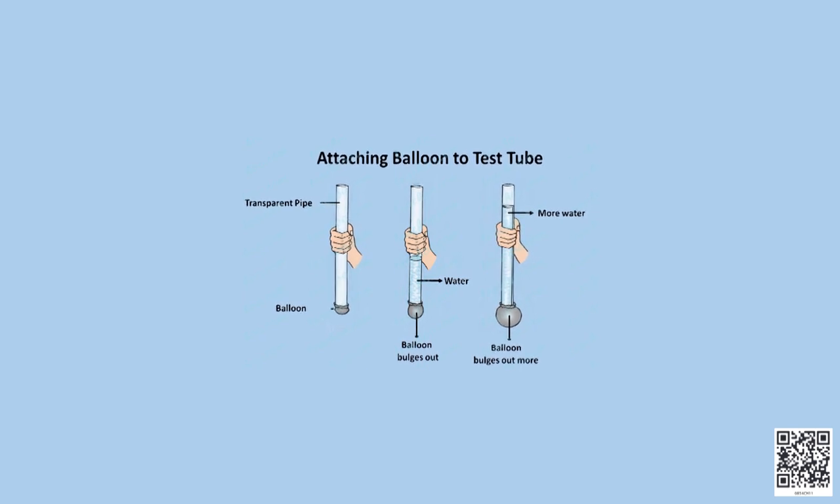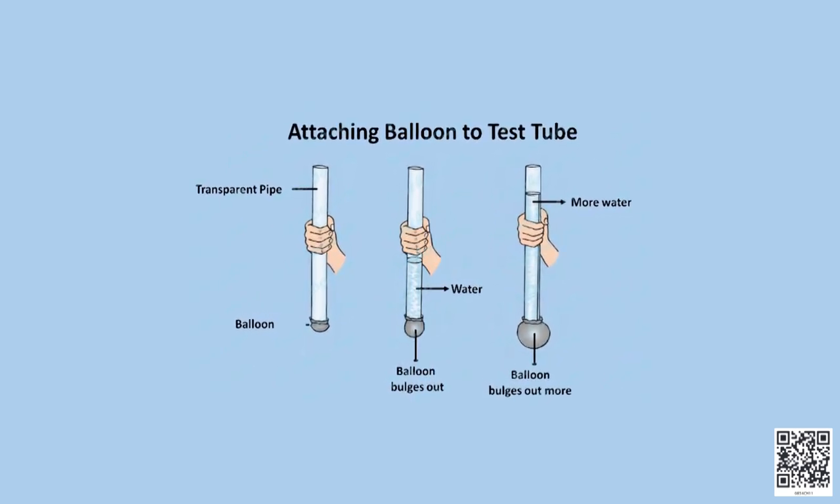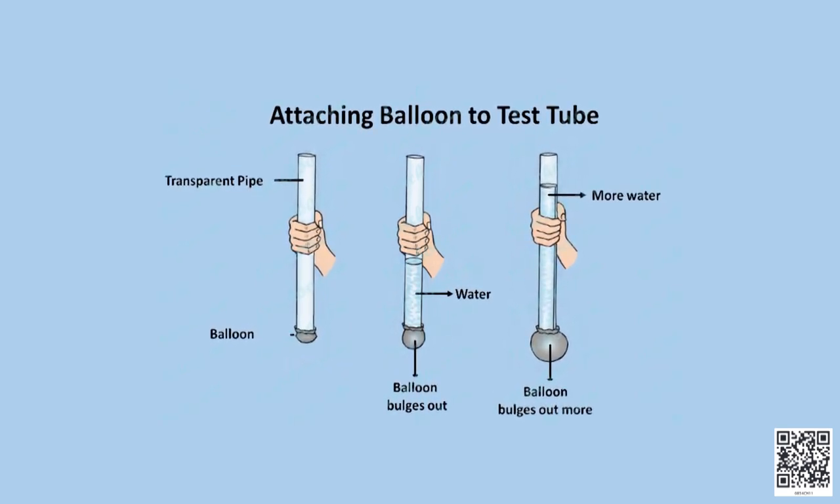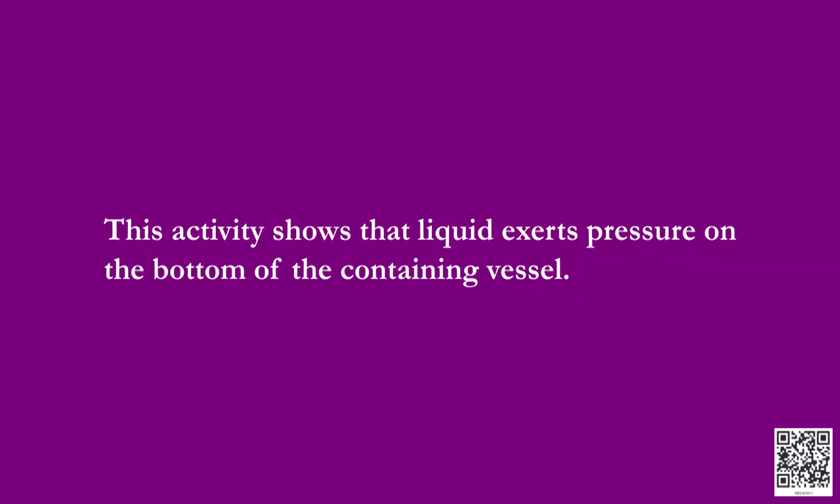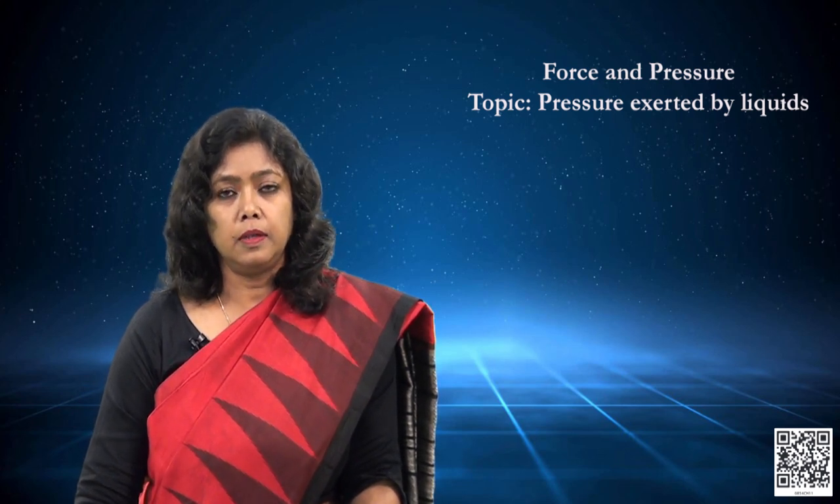On observing, we find that the tube through which we have poured less water has been able to inflate the balloon less. So, the tube through which more water has been put, the balloon has expanded more. Why did this happen? This activity shows that liquids exert pressure on the bottom of the containing vessel. Now, the question is, do the liquids exert pressure only at the bottom or do they exert pressure on the sides of the vessel too?